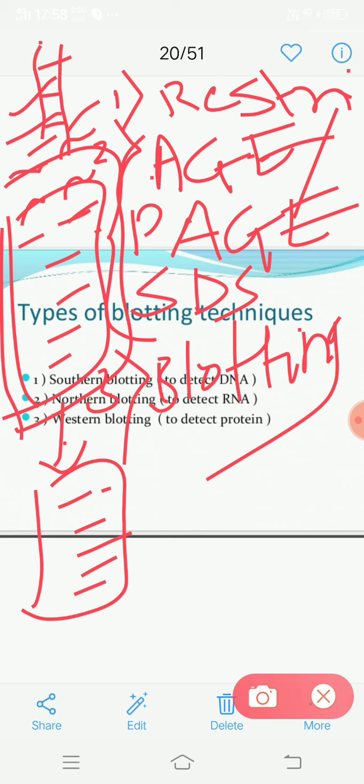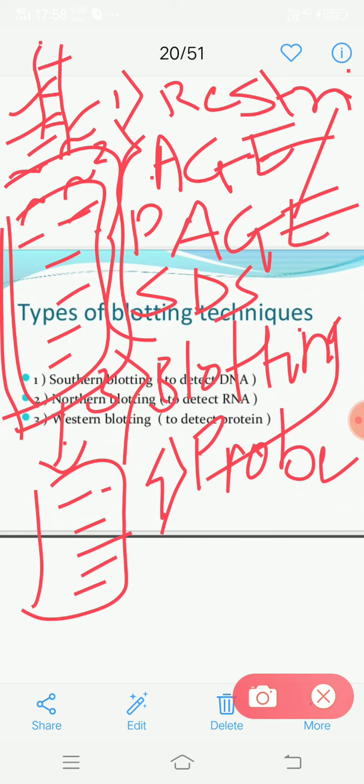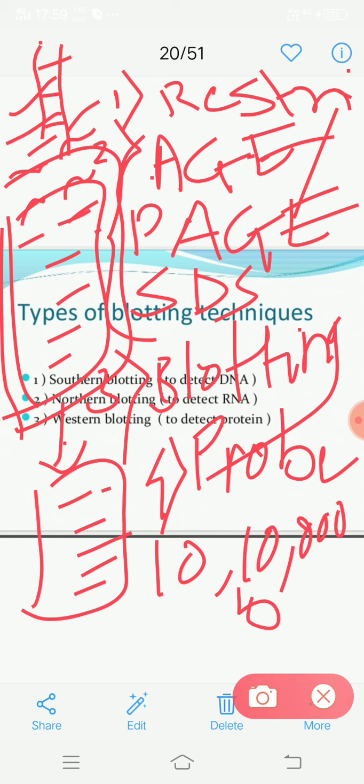After blotting you have to do the probing. Fourth is the addition of the probe. Why add the probe? Because you have to find out the position of the cloned gene. To find this out you have to add a probe. A probe is nothing but a simple DNA or RNA nucleotide chain with a length of 10 to 10,000 bases.